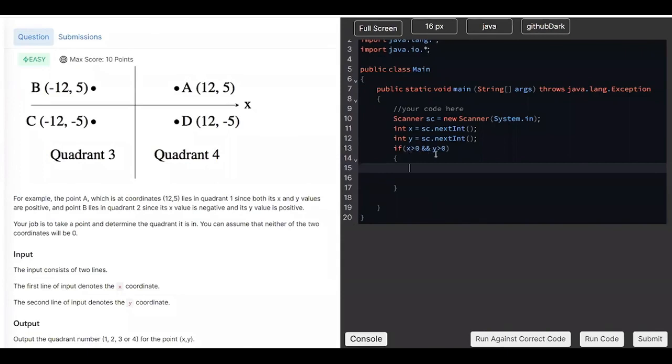If both the coordinates x and y are greater than 0, that means the point is lying in quadrant number 1. So what will I print, guys? I will be printing System.out.println 1. I will print quadrant number 1. Okay.